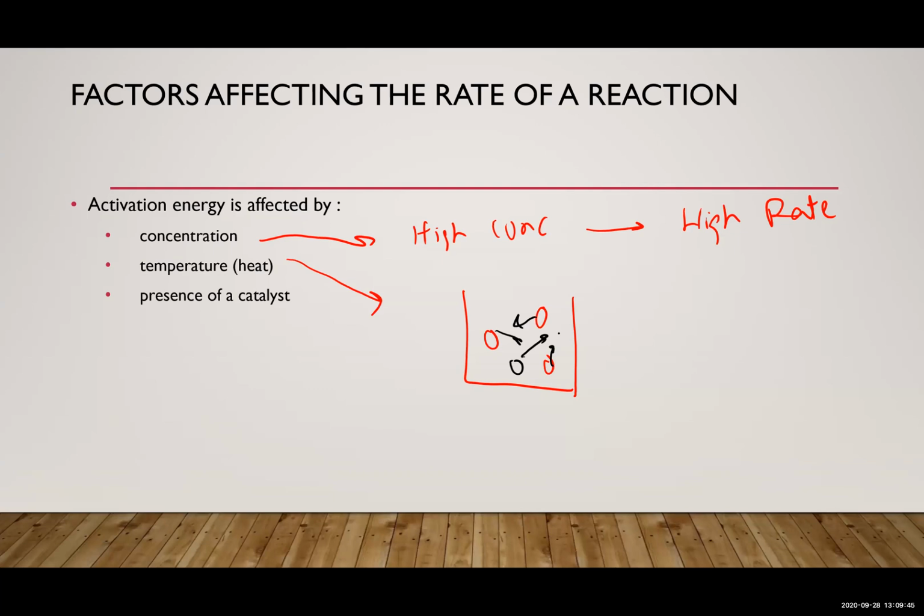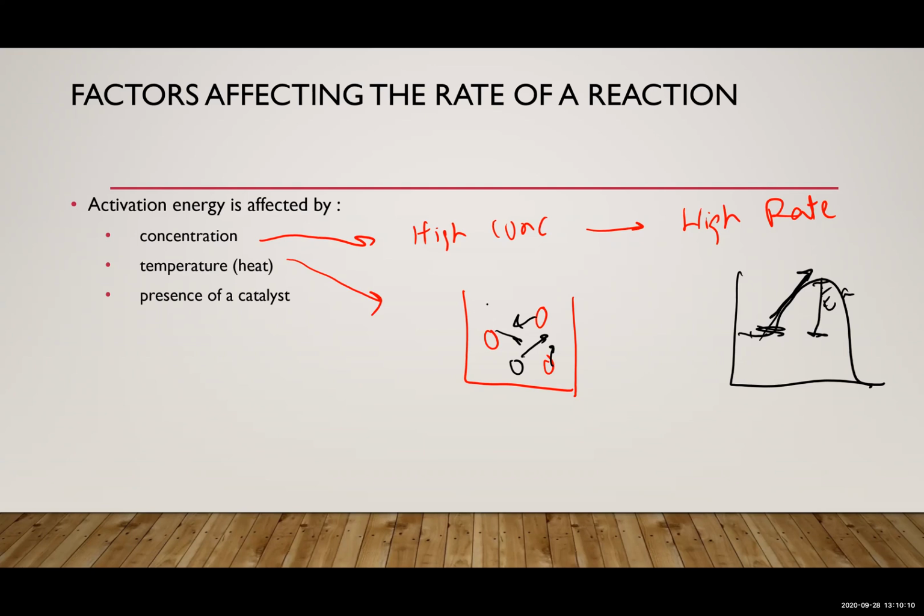And even if they collide, they may not even cross the barrier. So remember, when they collide with each other, they need to cross this barrier. They need more energy. High temperature means this energy is available. At low temperature, this activation barrier may not be available. So hence, as you increase the temperature, the rate of reaction will also go up.